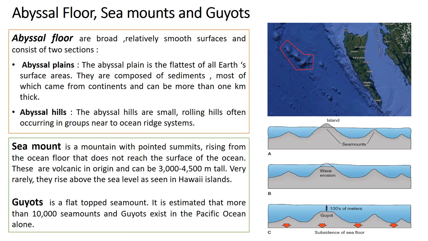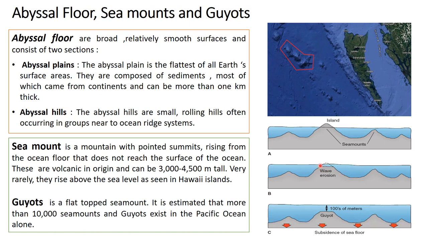So here they show the stages of formation of a guyot. We have a volcanic eruption which forms the volcanoes, which might go up beyond the water surface. So these are known as the seamounts. These seamounts, over the years, get eroded by the waves. You have very strong waves in the ocean.